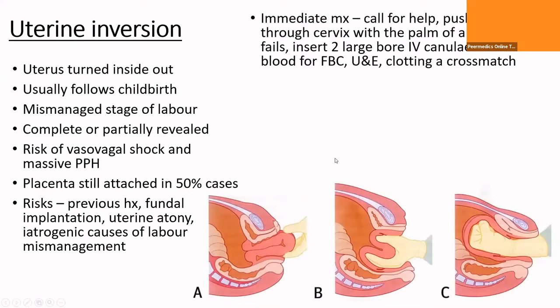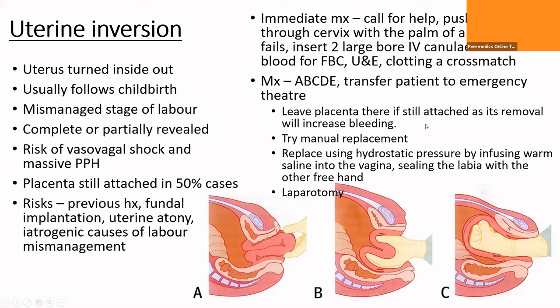And how are we going to manage it? Your immediate management would be to call for help and do what you can see in the image down here, where you literally grab the fundus and push it back up through. The aim of doing this isn't to make weird looking images, it's literally to prevent hemorrhage. As nasty as that looks, that is literally what we do. Your more definitive management is obviously A, B, C, D, E. Transport your patient to emergency theatre where this can be fixed.